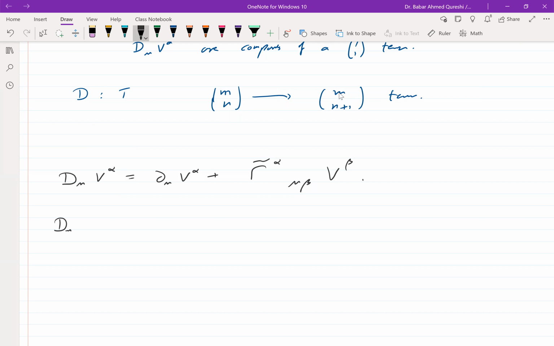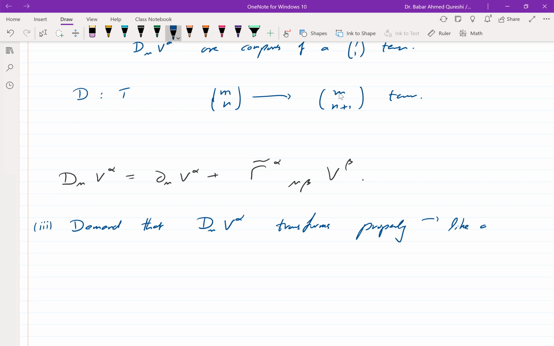Let's say number 3, demand that d mu v alpha transforms properly. By properly, I mean like a 1-1 tensor.